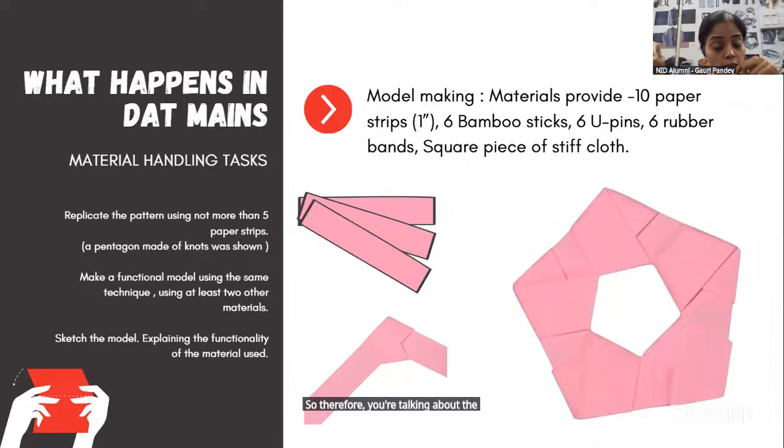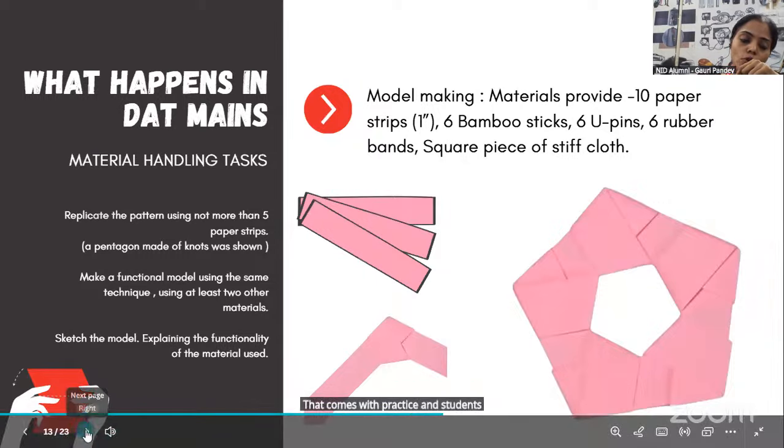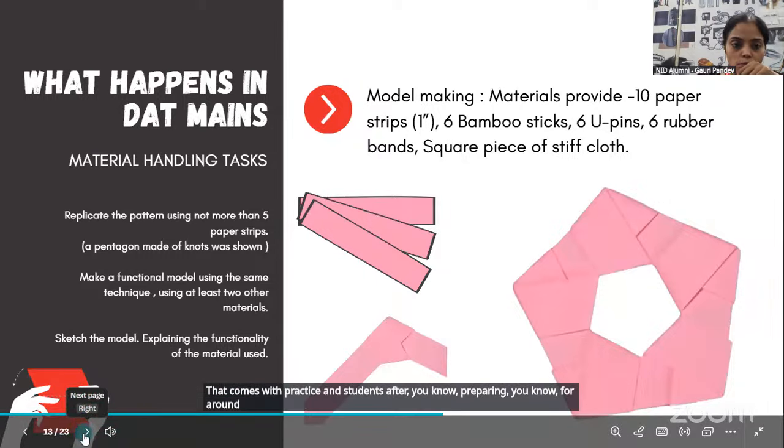So this gets specific. When you are working with material, one of the key skills that you need to know is: what is the thing this material can do for me and what it cannot do? If you do things with a material which it cannot do, you'll get frustrated. So that comes with practice, and students, after preparing for around a week or two, are very comfortable handling different materials.